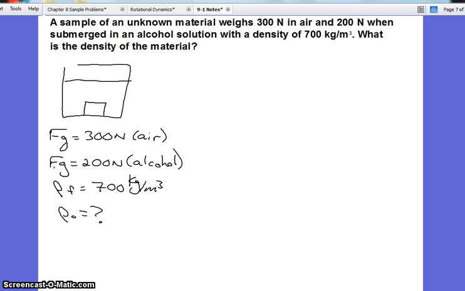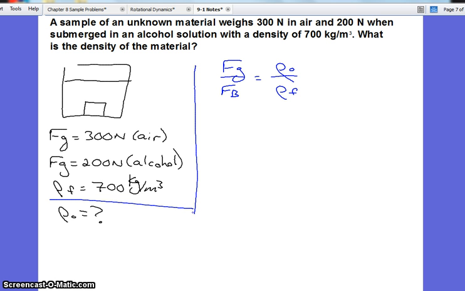Now, whenever we're given multiple gravitational forces like this, what we're going to do is use that equation that we developed, which is the gravitational force over the buoyant force is equal to the density of the object over the density of the fluid. That is really the only time we will use that equation, when we're given multiple gravitational forces or weights. Now, the gravitational force that we want to use is always the gravitational force in the air, in this case 300 newtons.